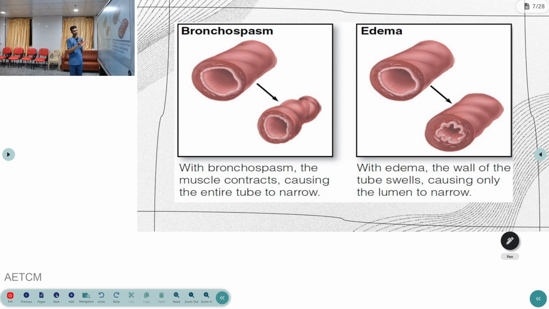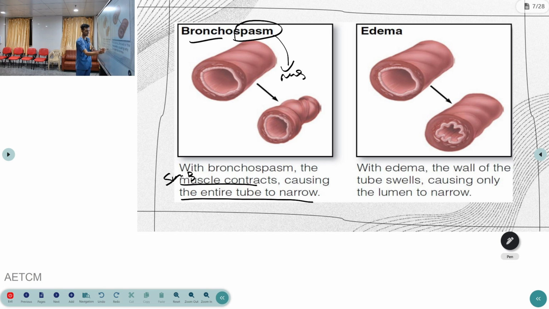So what is meant by bronchospasm and bronchial edema? Spasm, we easily know, occurs in muscle only, like muscle spasm. The same concept we are applying here. Bronchospasm means there will be a muscle spasm in the bronchial smooth muscles. With bronchospasm, the smooth muscle of the bronchus contracts, causing the entire tube to narrow. So it mainly focuses on the outer region, the smooth muscle region.